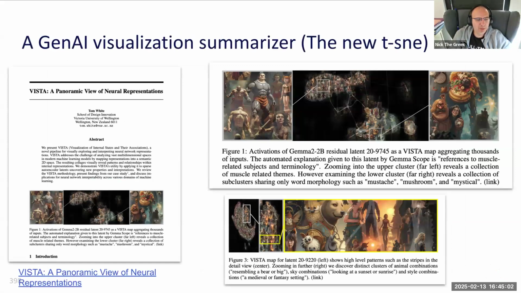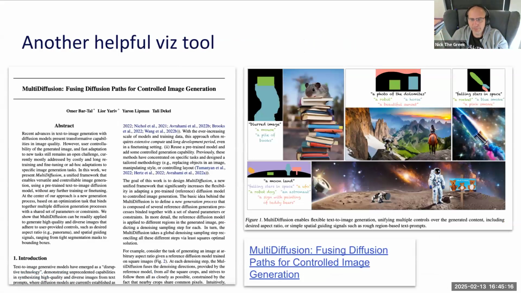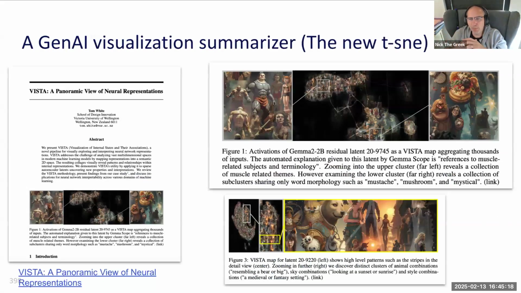Okay, just the last one. This is a paper that I really like. Panoramic view of representations. You might remember when data science became popular, you did topic modeling and you were getting the word clouds, okay? And the word clouds will show different words, and it was a nice visualization.